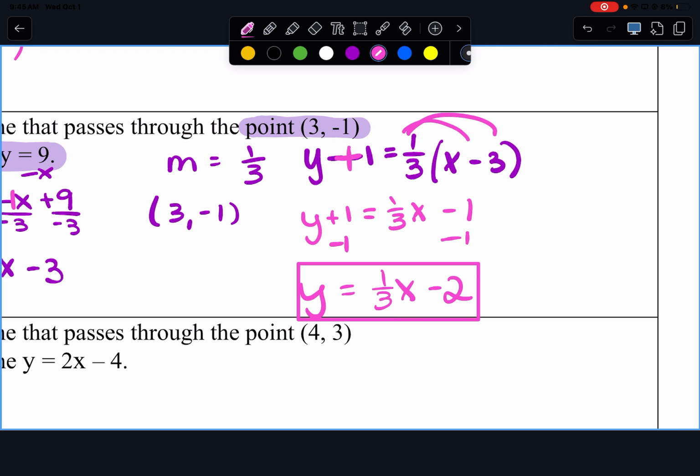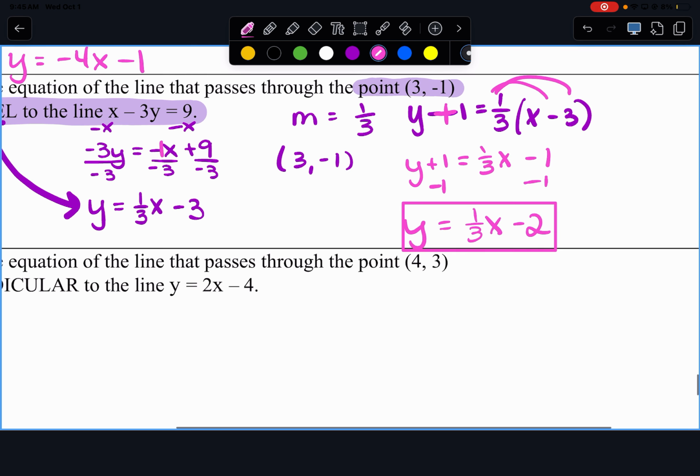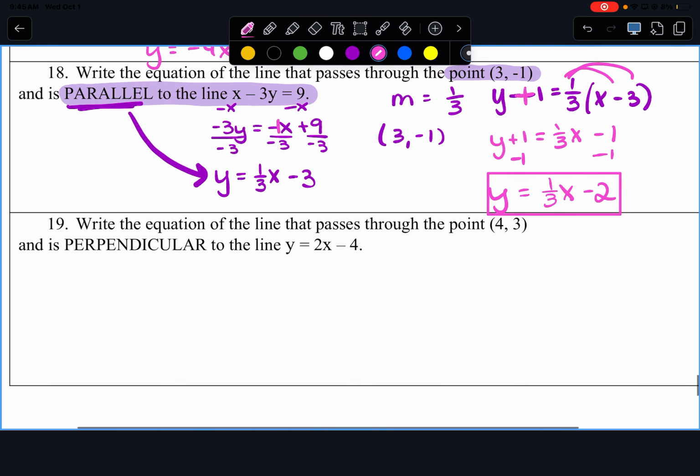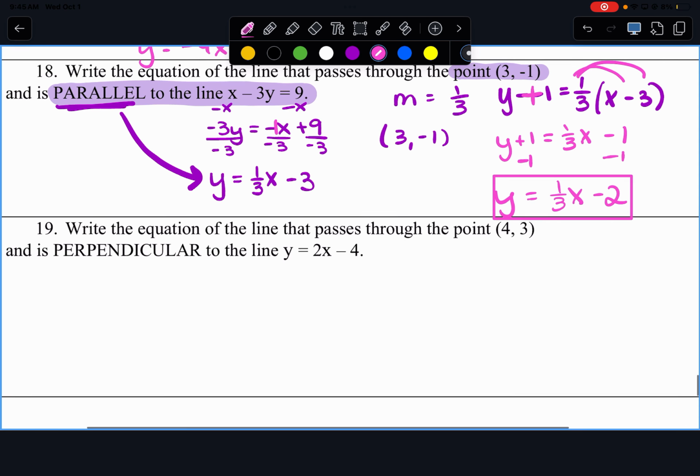And then we're going to do the perpendicular question. For number 19, it gives us our point, and then it says it has to be perpendicular to that line. What is the slope of this line? 2. So what would the perpendicular slope to 2 be? Negative. What's technically underneath 2? So it would actually be negative 1/2. And then we have our point, 4, 3.